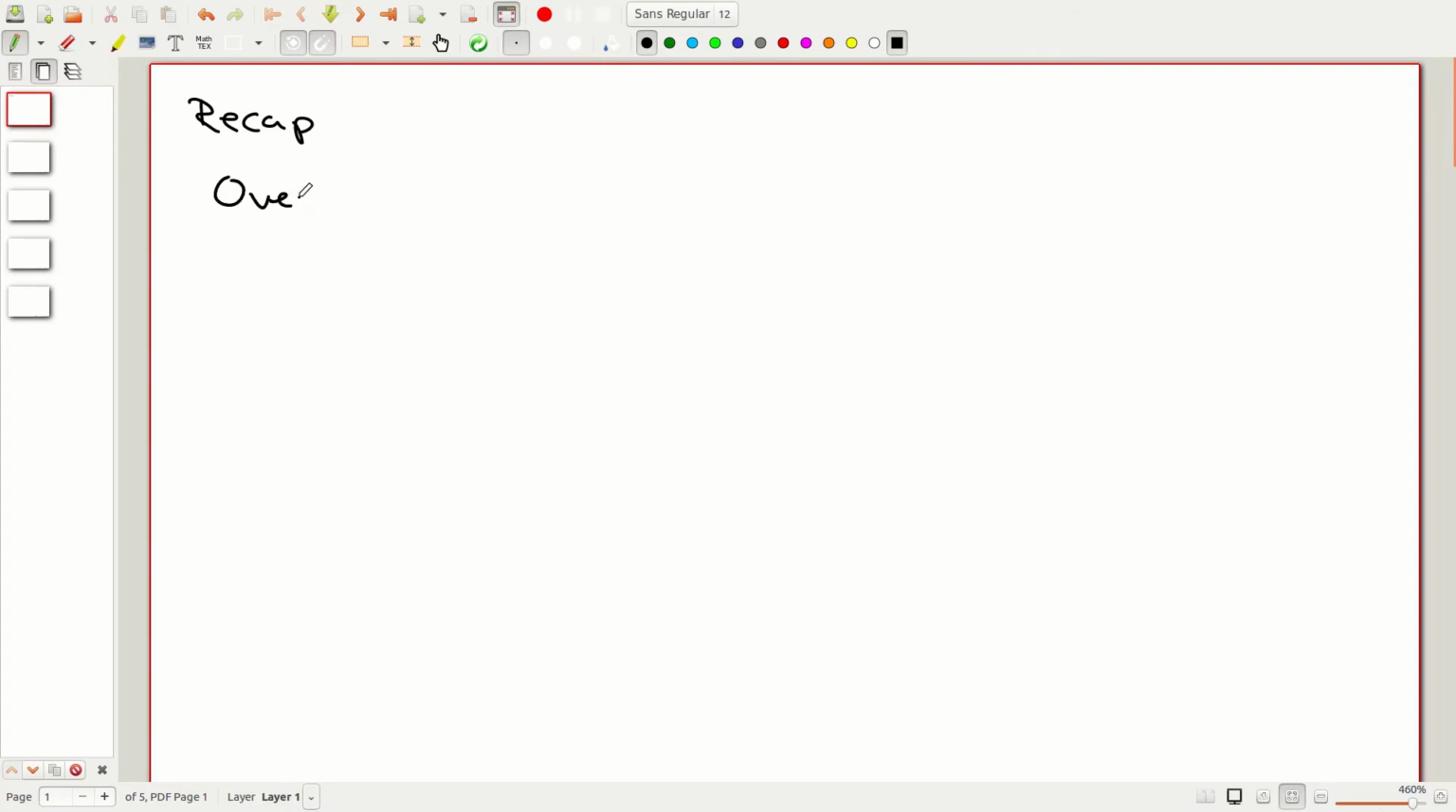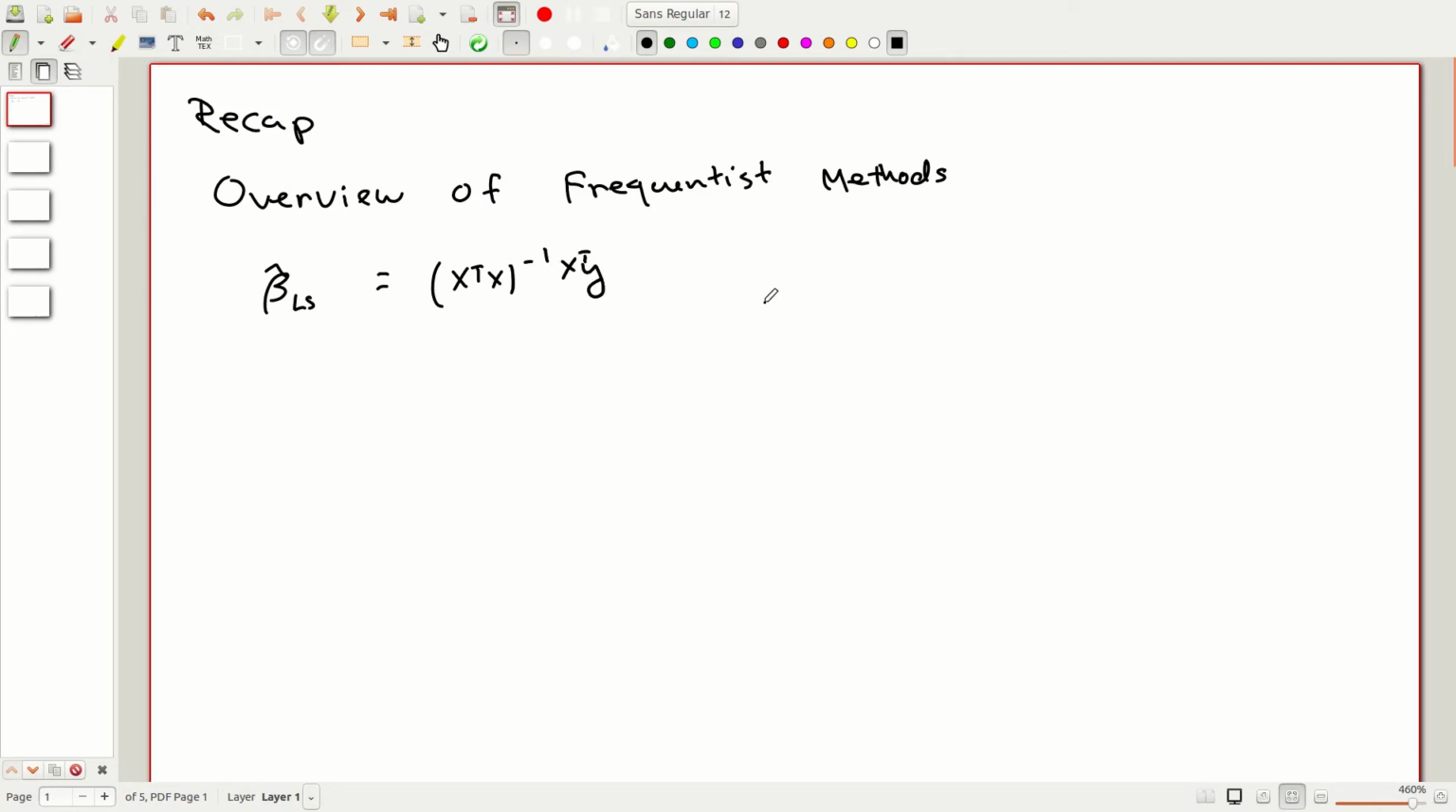Basically, Yvonne in the class has done an overview of frequentist methods, and in those methods you derived quite a few estimators. One of them, for instance, is the LS estimator, the OLS estimator, the least squares estimator, and this is how you compute that estimator and use it. X transpose X inverse X transpose Y. This estimator can have problems like when you have heteroscedasticity.